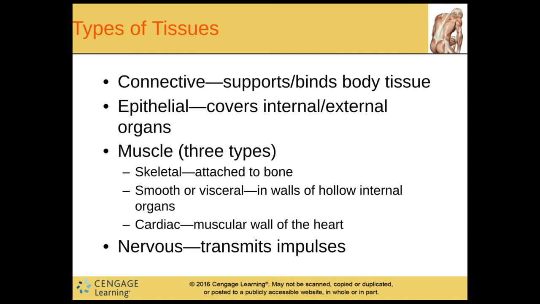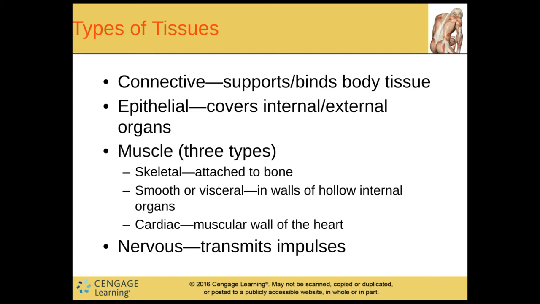All right, so we have all kinds of different types of tissues. We have connective tissues, so these tissues help to support and bind our body tissue. And then we have epithelial tissues, which cover the internal and external organs. So the biggest example of this is your skin, right? We have epithelial cells or epithelial tissues that make up our skin.